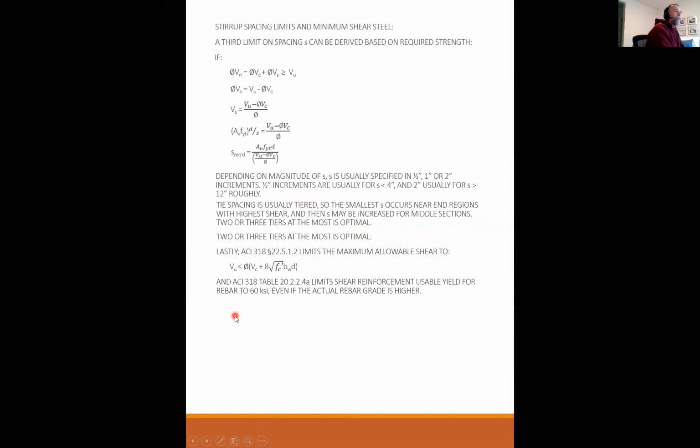ACI 22.2.2.4a limits shear reinforcement usable yield for rebar to 60 ksi, even if actual rebar grade is higher. This statement right here, 80 grade steel is becoming more and more common and available. But even if you use 80 ksi steel for your shear ties, you still can't design for more than 60 ksi for shear ties.